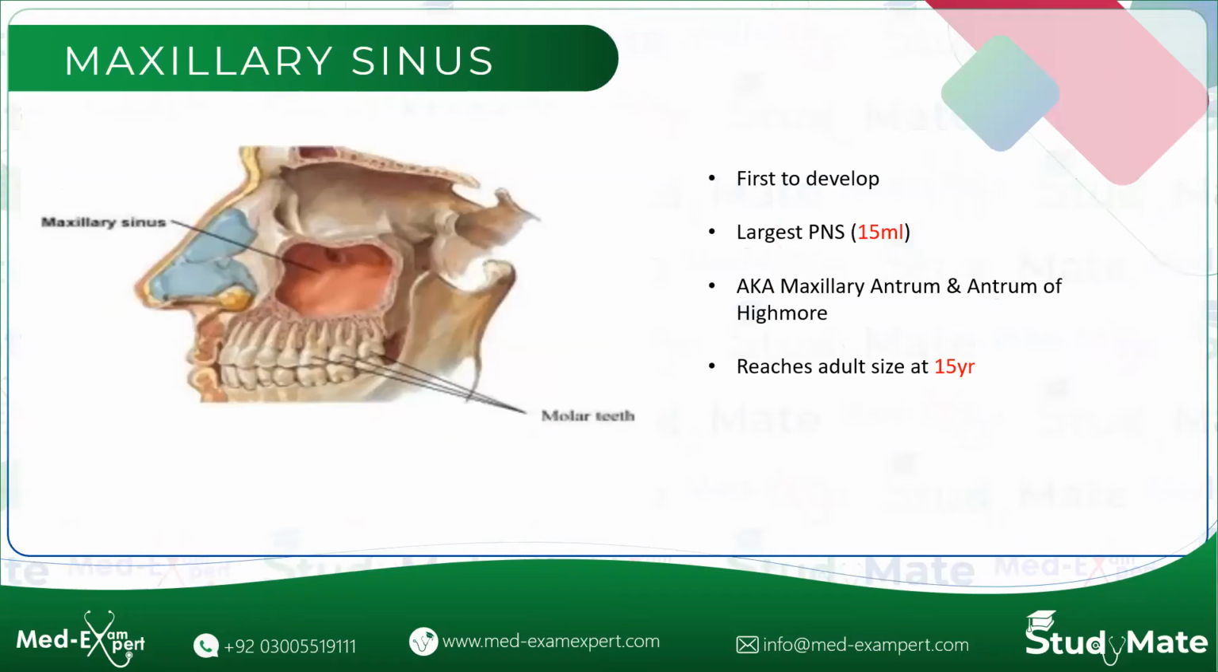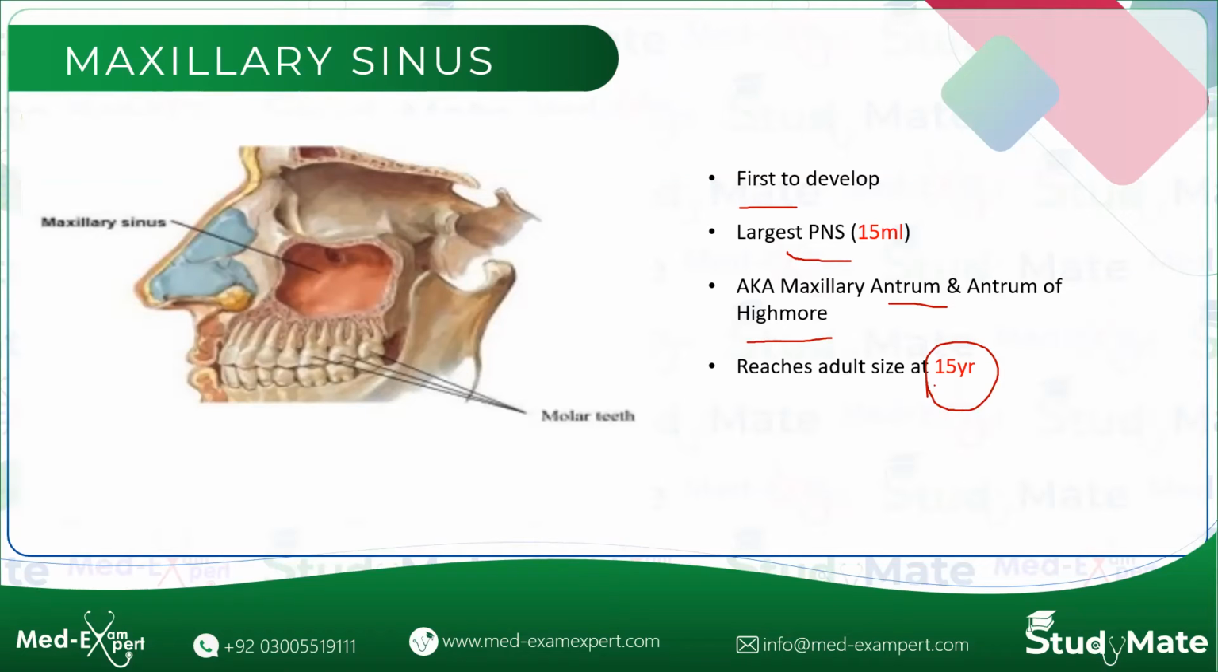So one by one, we'll be discussing the important points of the paranasal sinuses. So the largest paranasal sinus is the maxillary sinus. It is the first to develop in the intrauterine life. The largest in size, it is also known as the maxillary antrum or the antrum of Highmore. And maxillary sinus reaches adult size by the age of 15 years.